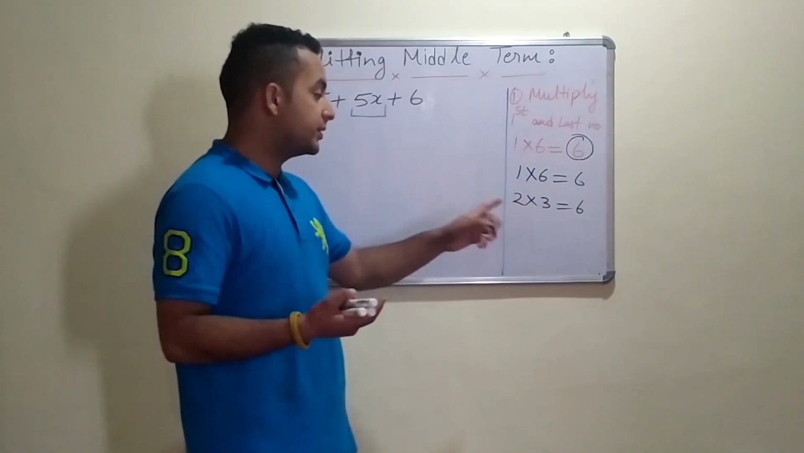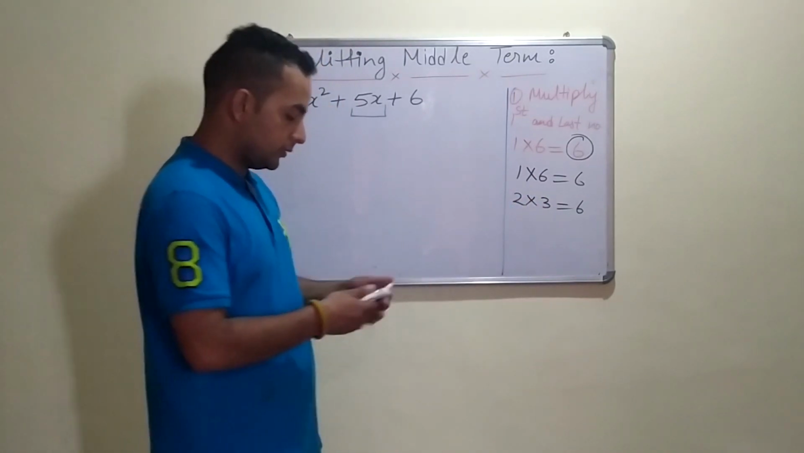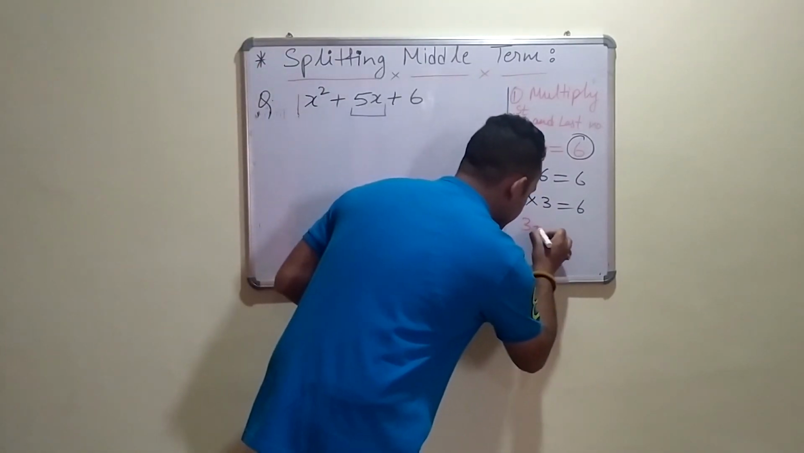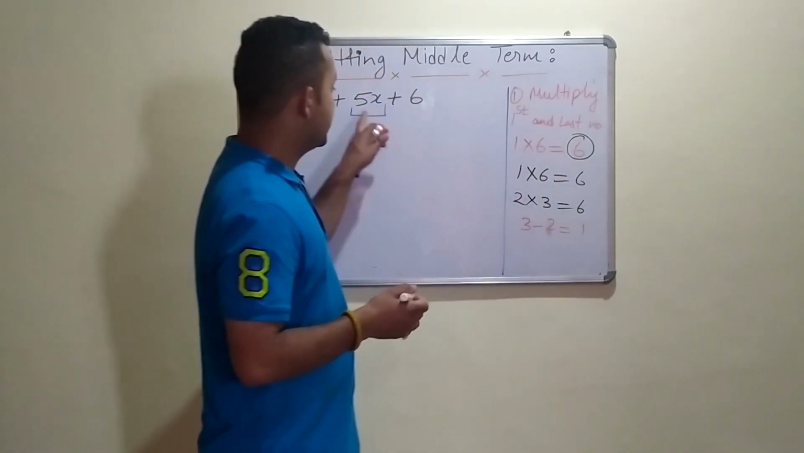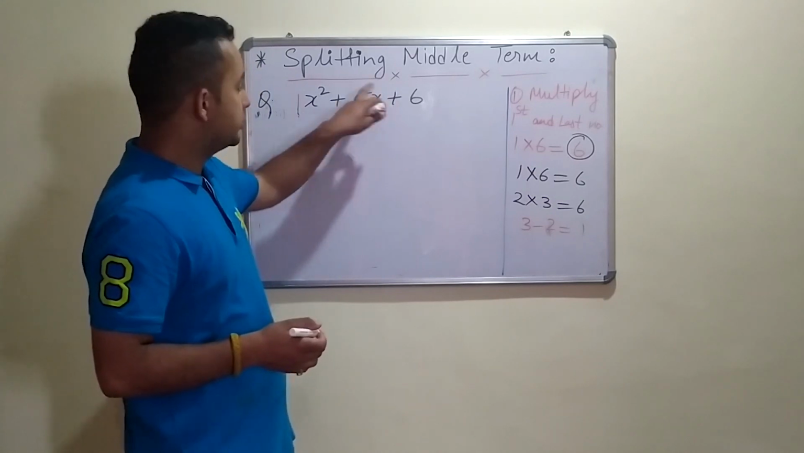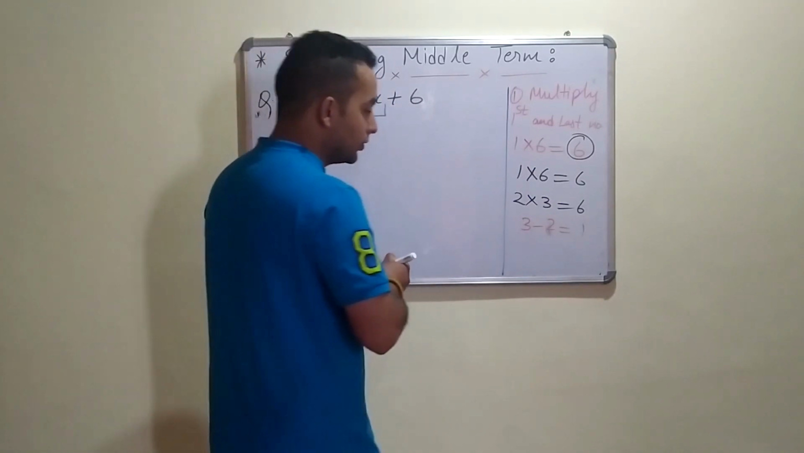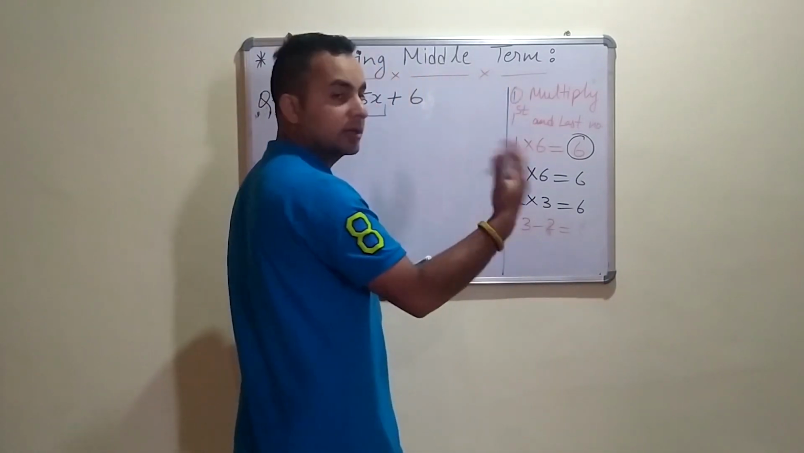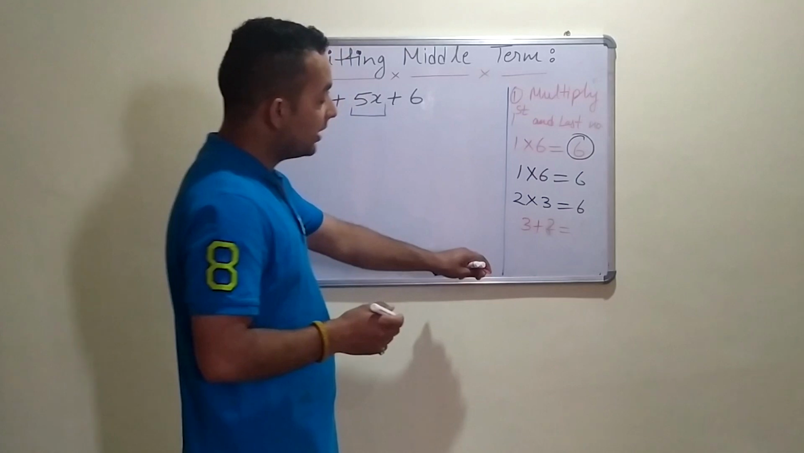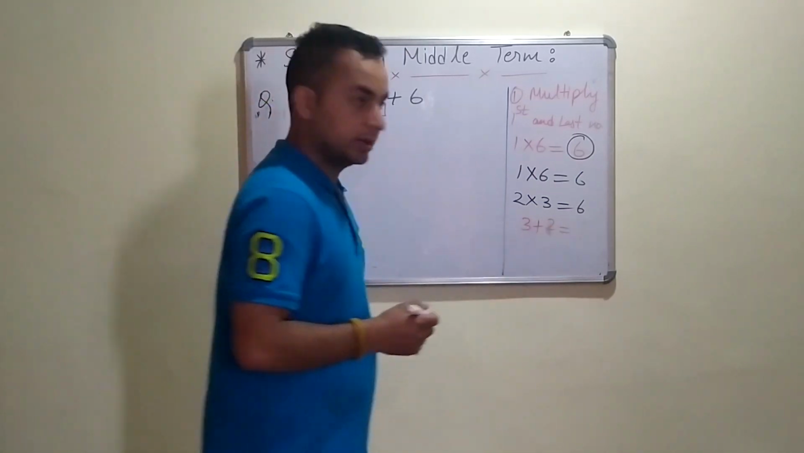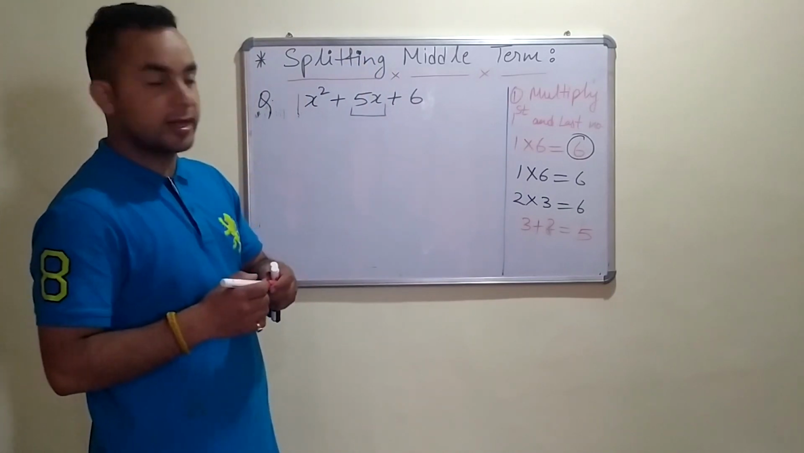If we subtract 2 from 3, you will get 1. If we subtract 3 from 2, you will get a negative 1. So it doesn't make sense over here, right? You need a 5 over here. And then the second option we have: if we add 3 plus 2, then you will get 5. Okay, it makes sense, right?